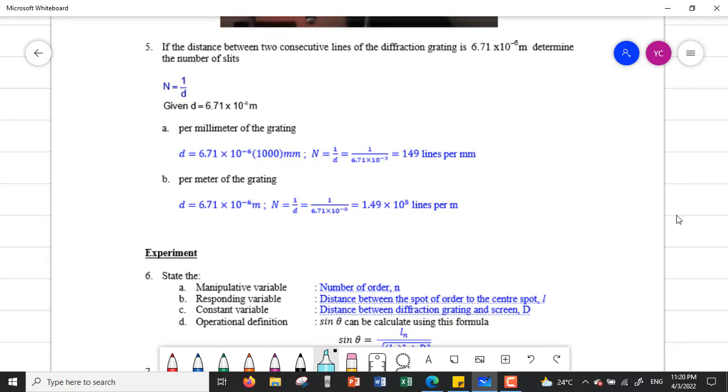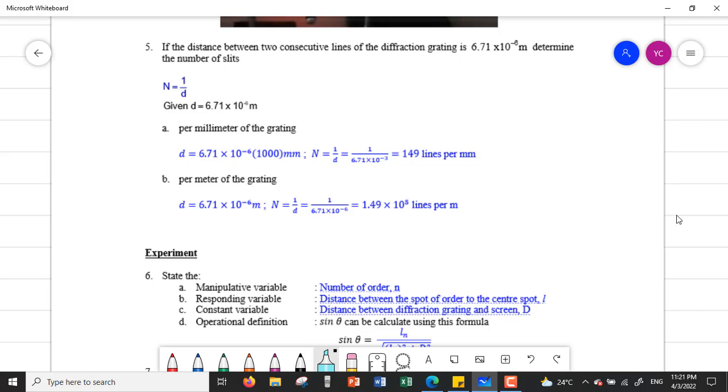Question 5. If the distance between two consecutive lines of a diffraction grating is 6.71 × 10^-6 meter, we want to determine the number of slits per millimeter of the grating and per meter of the grating. Let's go for Question 5a. We can relate the distance between two consecutive lines of a diffraction grating, d, with the number of slits, n, whereby n is 1 over d. Given in this question, d is 6.71 × 10^-6 meter.